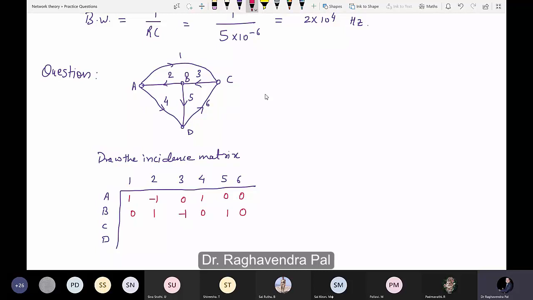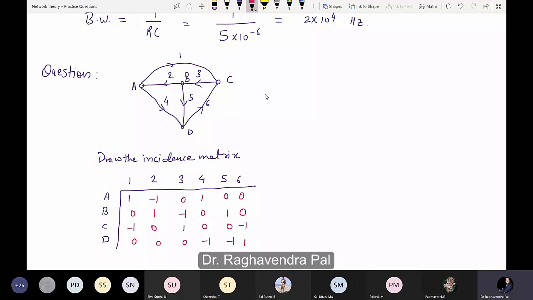For C, 1, 3 and 6. 6 and 1 will be negative, 3 will be positive. Correct? Now, in D what will happen? 4, 5, 6 are connected, so 1, 2, 3 are not connected, write directly 0. 4 and 5 are coming towards D and 6 is going from D. So 6 will be positive, these two will be negative.